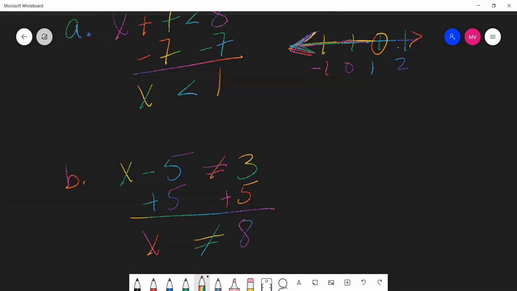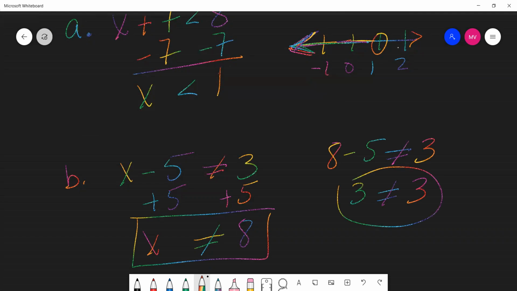So if I have 8 minus 5 does not equal 3. What's 8 minus 5? That's 3. That's not true, which means that my statement x cannot equal 8 is true, because when I plug 8 in, it gives me a false statement. That's why the negations are weird. That's why we always try to convert those if we can.